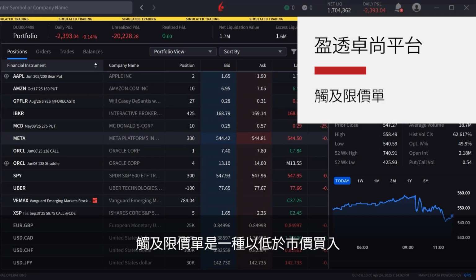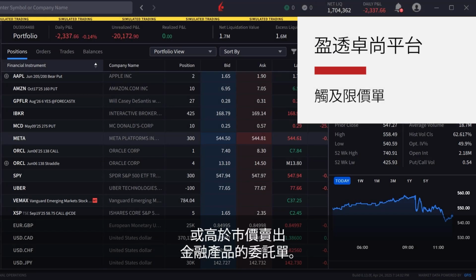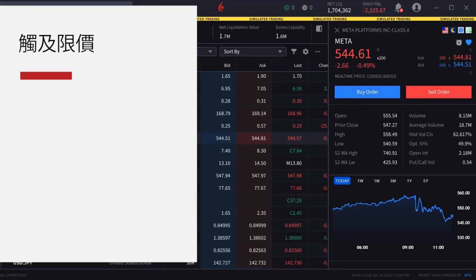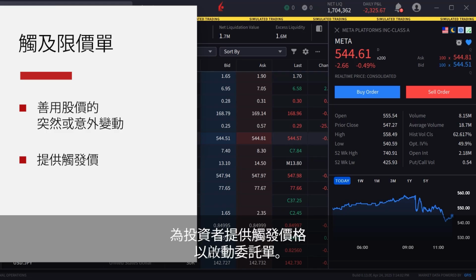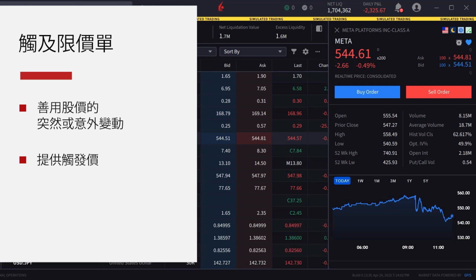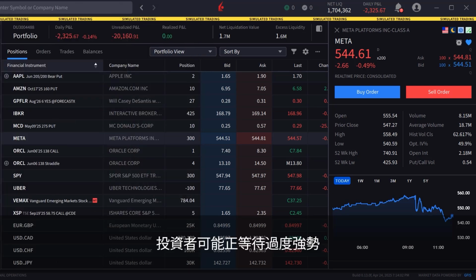A limit if touched order is an order to buy an instrument below or sell above the market. Its purpose is to take advantage of sudden or unexpected changes in share or other prices and provides investors with a trigger price to set an order in motion.